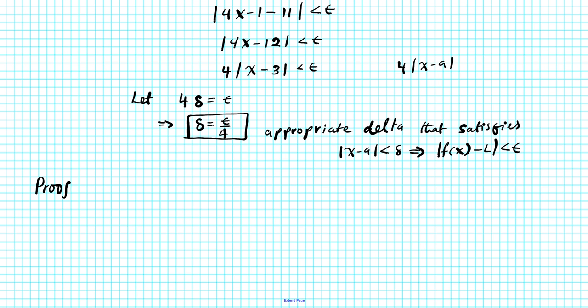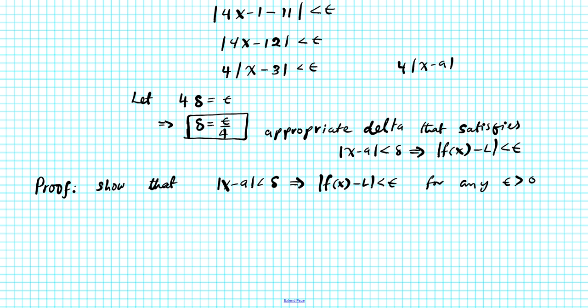So the proof, the goal here is to show that if x minus a is less than delta, that implies that f of x minus L is less than epsilon. This is what we're going to show. If we can show this, then we're done. So show that this implies this for any epsilon greater than 0. All right, so we're going to go ahead and start the proof right now. So let's do the proof.